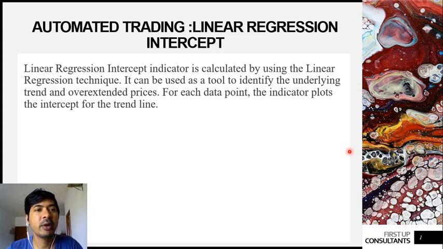Myself Vaibhav. In our today's session of automated trading, we will be continuing to work with the linear regression intercept. This is the second part of this series which we started yesterday, and linear regression intercept is a fairly simple indicator. It involves doing some calculations to determine the trend and the overextended scenarios as well. We use the LR technique here, and we plot the trend line, not the spot.